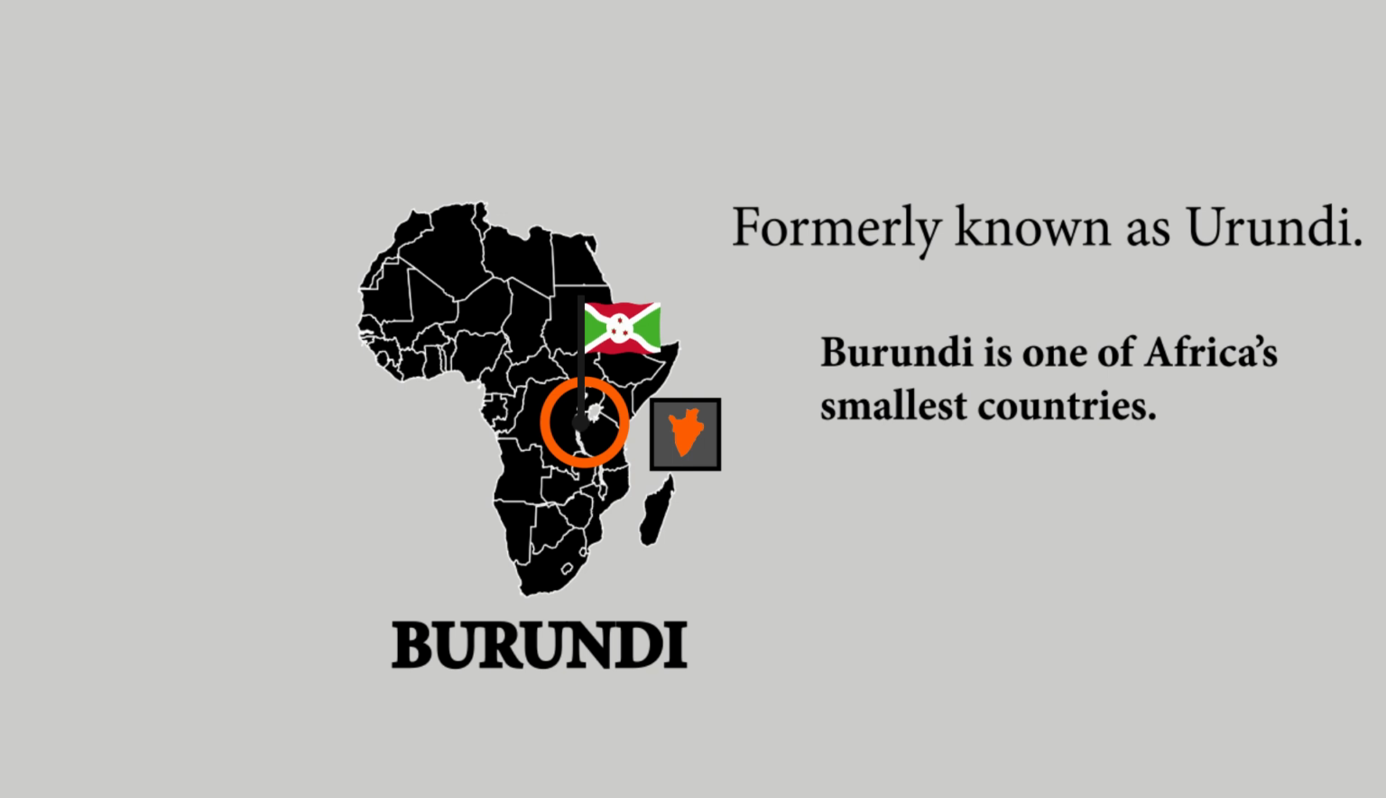Burundi. The Republic of Burundi, formerly known as Urundi, is one of Africa's smallest countries. Modern Burundi was named during the Belgian colonial rule by the addition of the letter B in front of the name Urundi. The origin of Urundi is uncertain, but the name is from the indigenous Kirundi language.